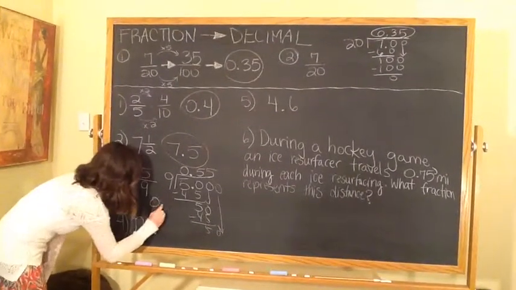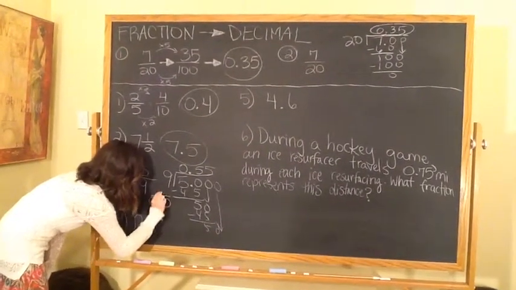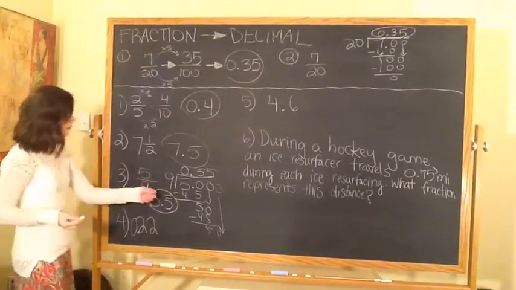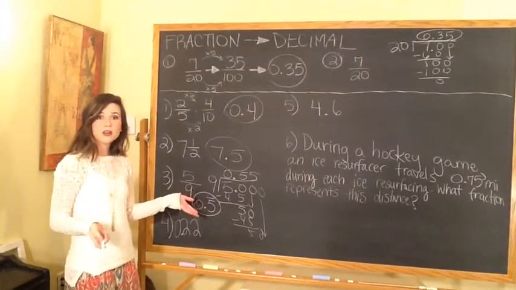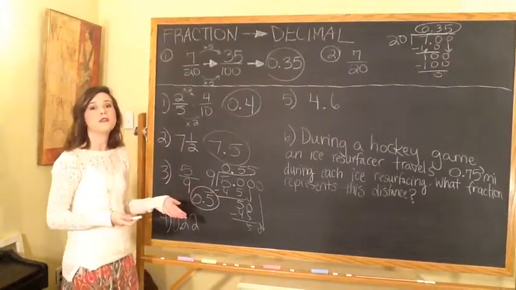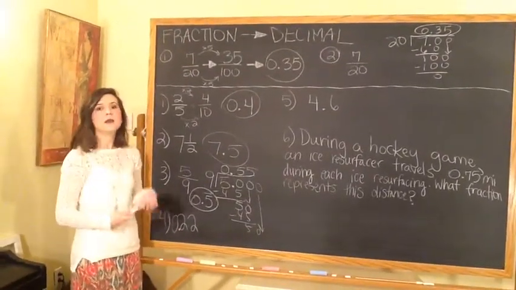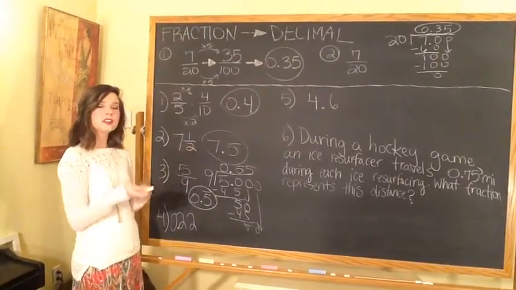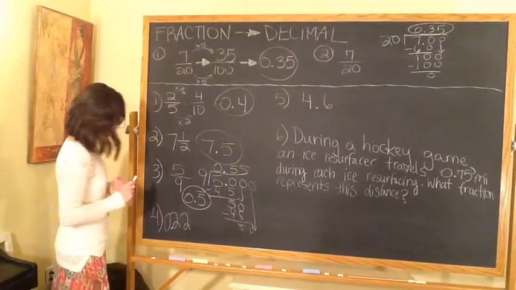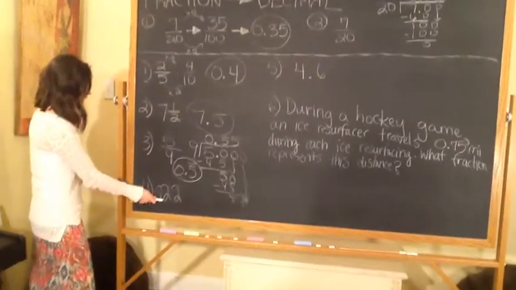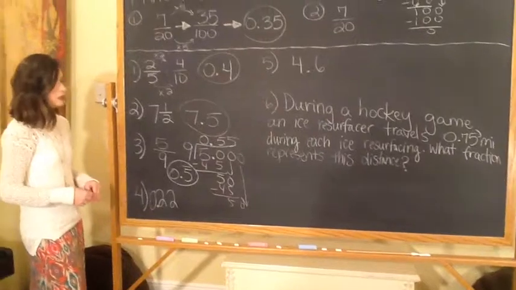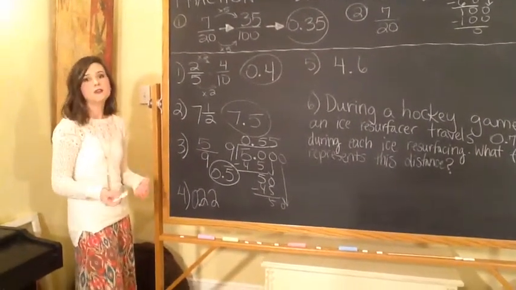So 5/9, the decimal form is 0.5 repeating. Now I'm going to go ahead and use bar notation to make it quicker and easier to show that it goes on forever. And I only put the line above a 5 because the 5 is the only number that's going on forever. Alright, down here I have a decimal, and I'm going to want to change this decimal to a fraction.